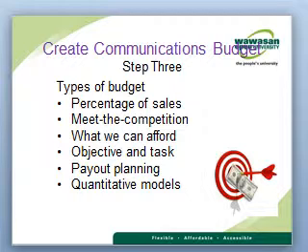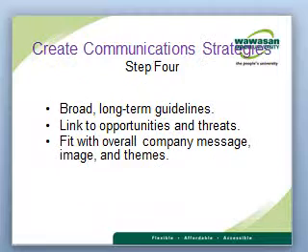Okay, objective and task basically means you plan your budget accordingly. Okay, this is the objective: I want to reach out to, let's say, 1 million customers, and this is the task I have in mind, and therefore we pay the amount. Payout planning is basically you plan how much you want to spend. Quantitative model basically means you use statistical calculation to determine your budget.